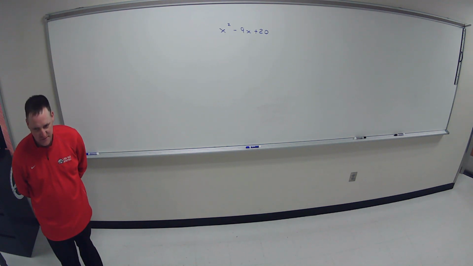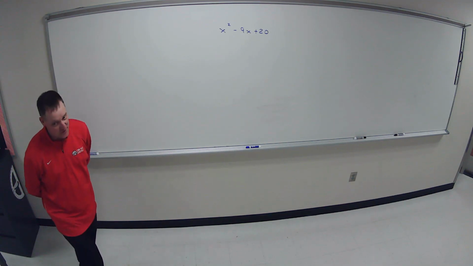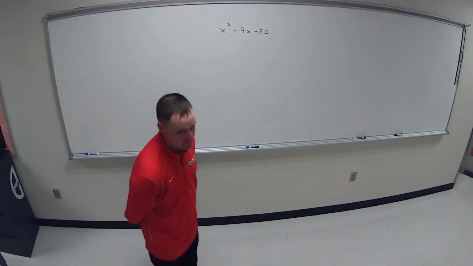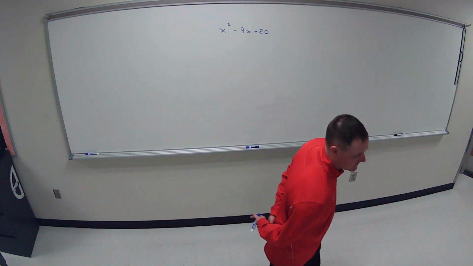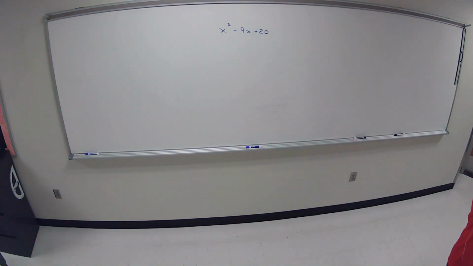Carly. Nope, you're close. Not quite though. Because if I took 4 and negative 5, those would multiply to give me negative 20. I need to get a positive 20. No.